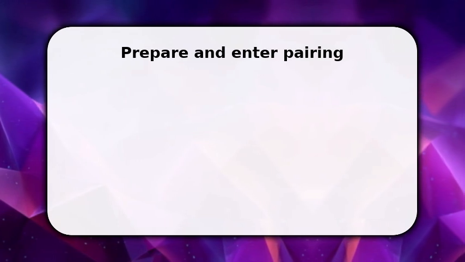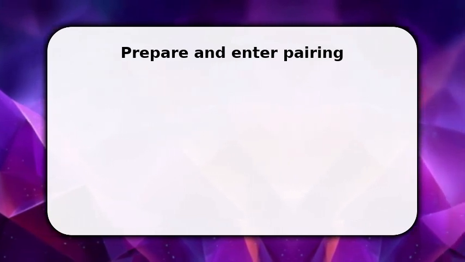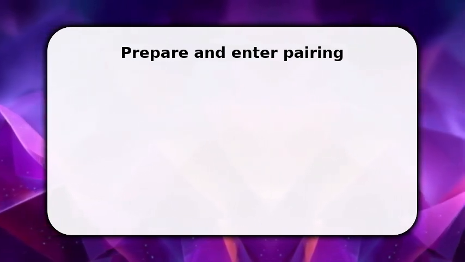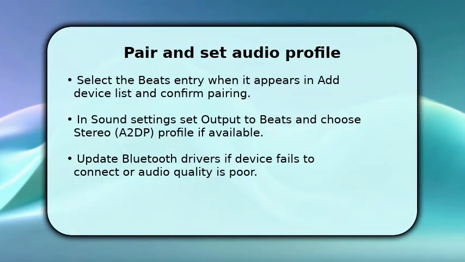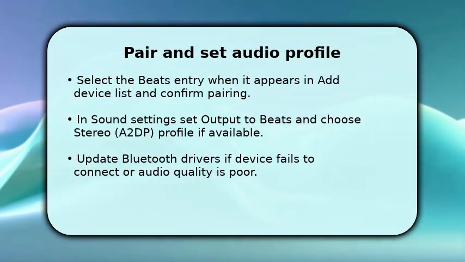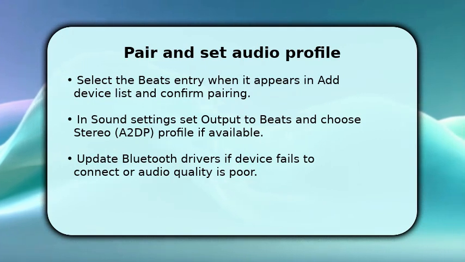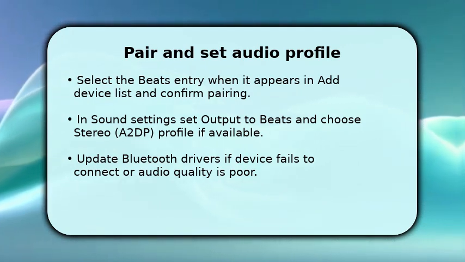You do this because pairing mode advertises the headset and the PC needs to discover it. Pairing is the only wireless link for native audio. After the PC discovers your Beats, select them and complete pairing by confirming any prompts. You'll hear a tone from the headphones.